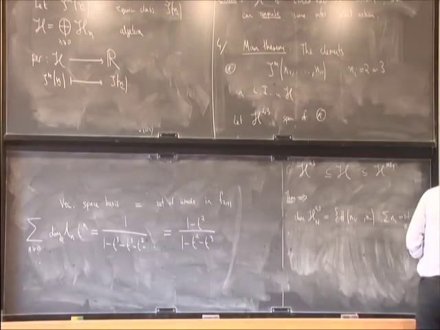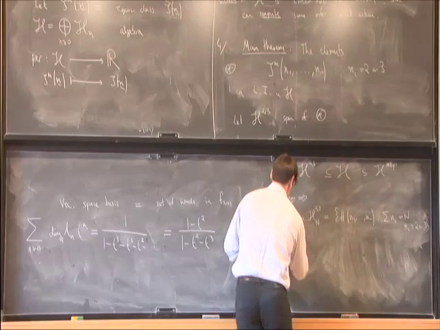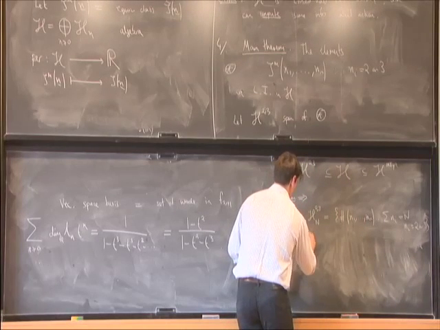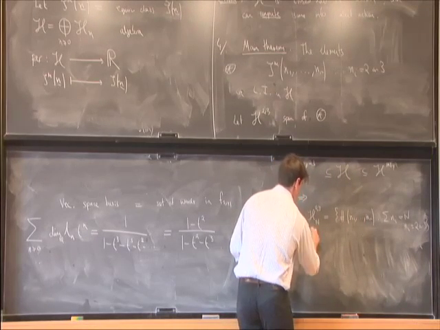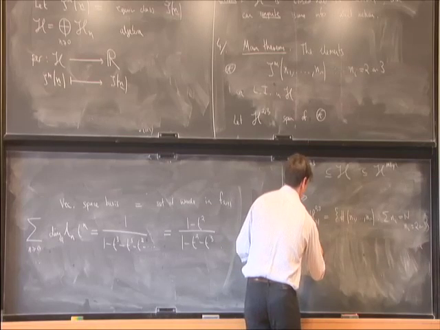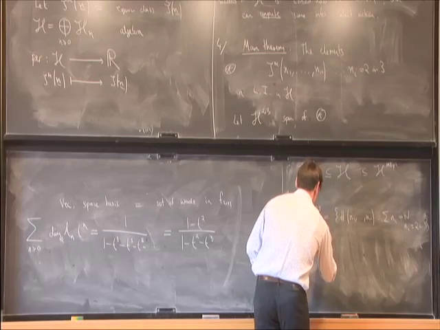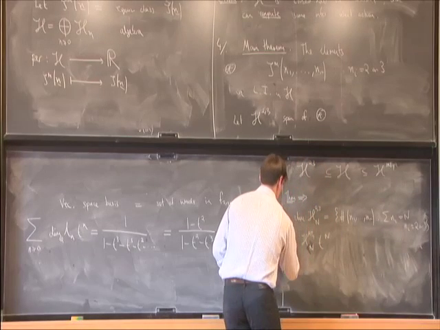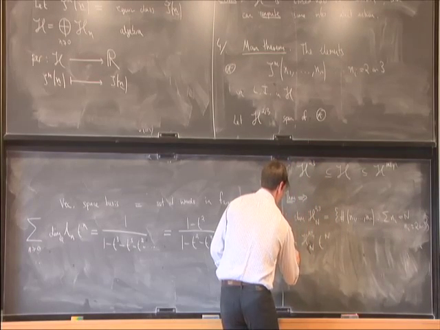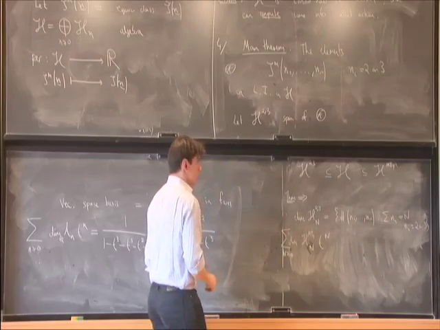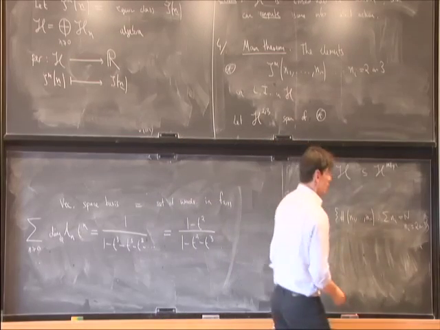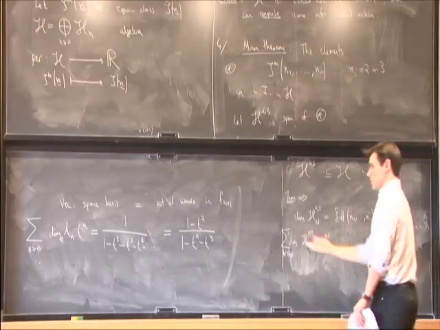Now I want to calculate the dimension of HMT plus. So the dimension of HMT plus in degree n. Let me take the generating series. So what's the generating series of the dimensions? Well, since H is a tensor product, it's easy from this formula.